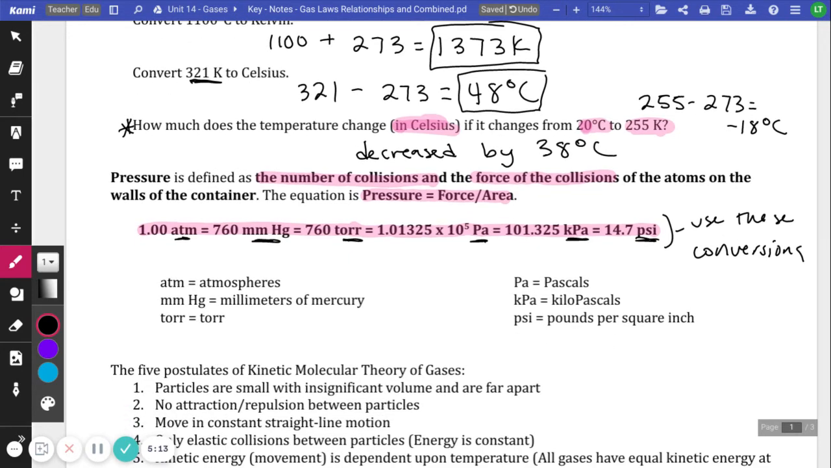So those are our pressure units. Just be looking out. You just need to know them and know what your pressure units are. All right.